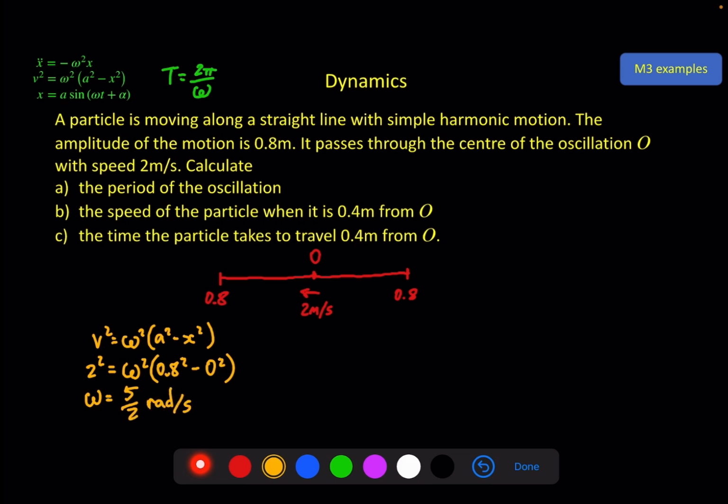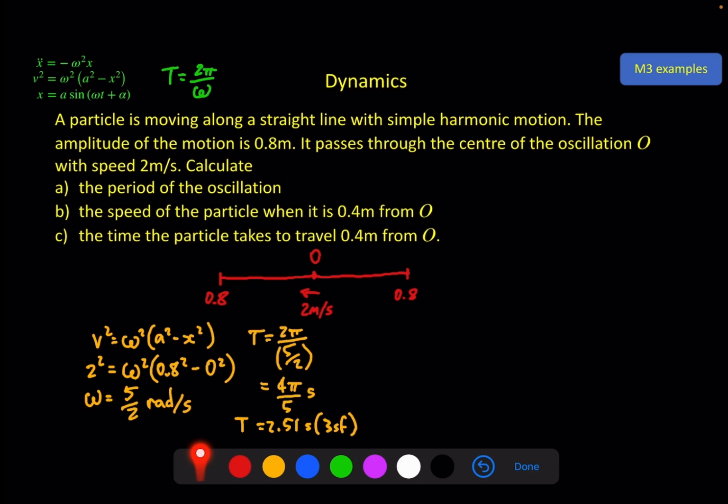From there we can find T just by doing T is equal to 2 pi divided by 5 over 2. It gives me 4 pi over 5 seconds, which is 2.51 to 3 significant figures. So that is the period of oscillation.